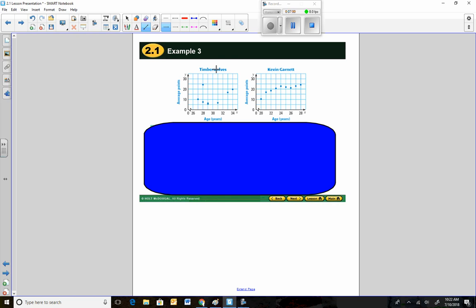Timberwolves. Here's all your little dots. Here's all your inputs and outputs. And notice here, as you get to 28, there are two, because this is the x-axis, this is your domain. For this domain, 28, you get 1, 2 outputs. Uh-oh, that's not a function.